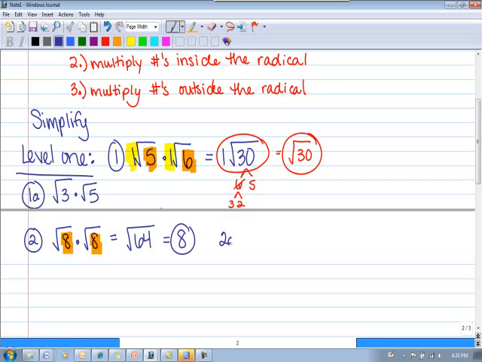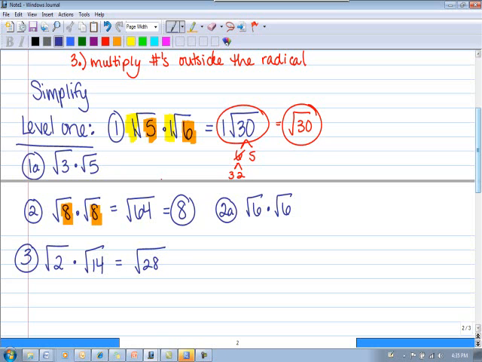A problem for you to try like that. Let's do the square root of 6 times the square root of 6. Okay. And last question from level 1, problem number 3. Let's do the square root of 2 times the square root of 14. Multiply the numbers outside. 1 times 1 is 1. Don't need to write the 1 outside the radical. And then multiply the numbers inside the radical. 2 times 14 is 28.